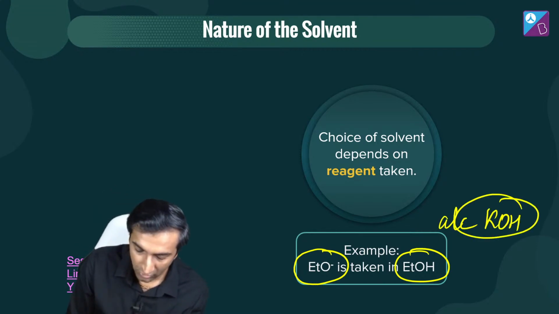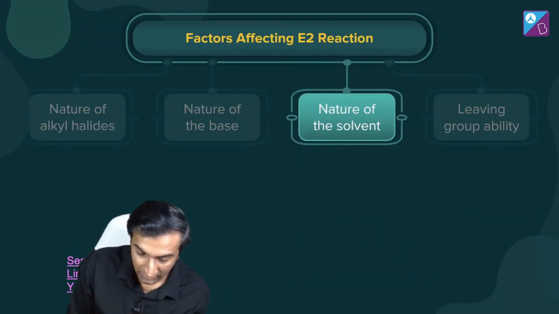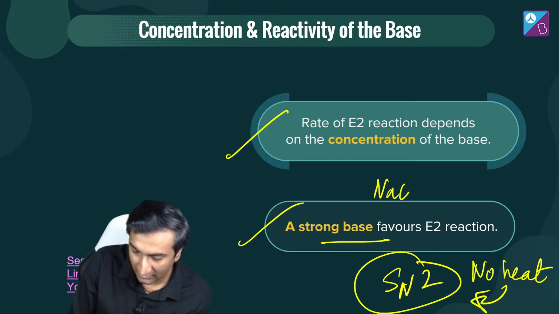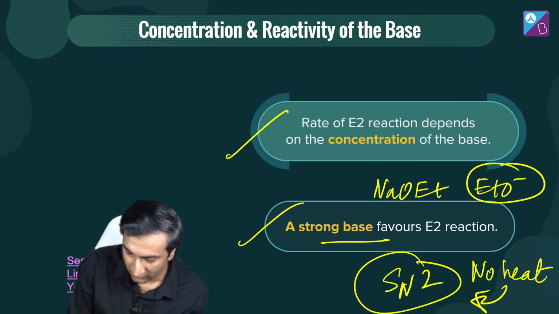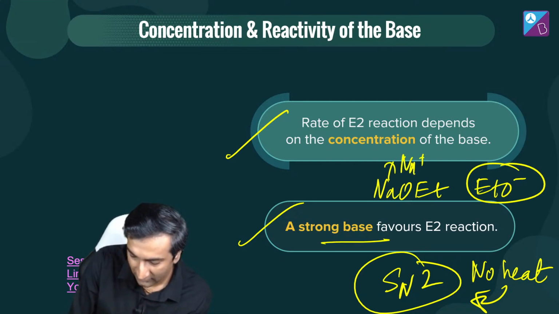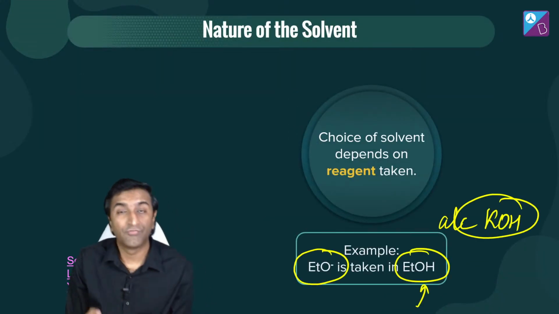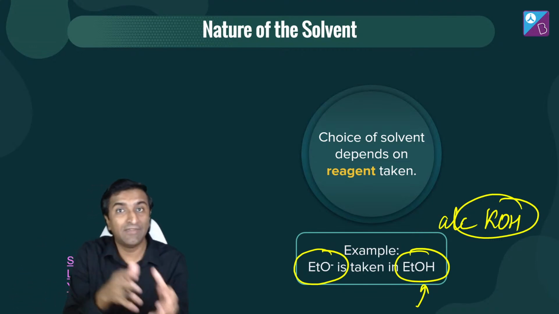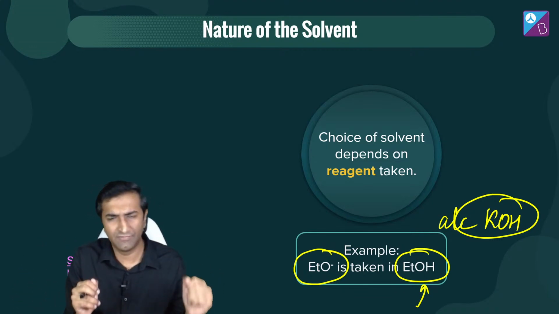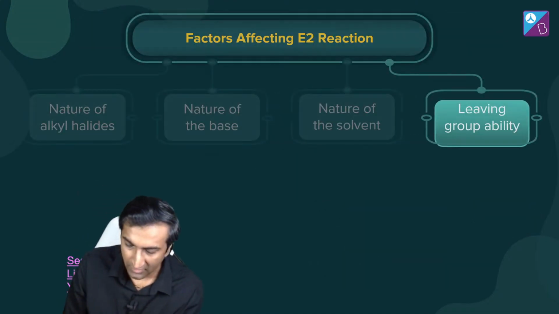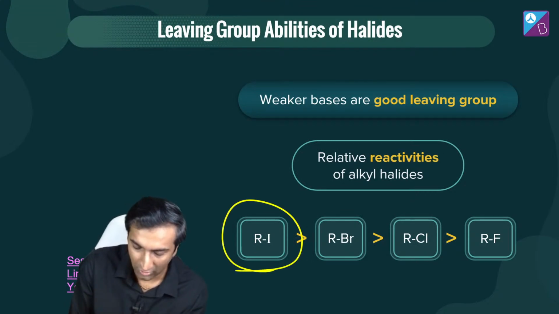Okay, so I took my reagent, going back here, saying strong base. What is a strong base? NaOEt, which is EtO minus basically. When this goes in solution, it forms Na plus and EtO minus. If I take this, then my solvent must be EtOH. So the solvent now depends on your reagent, which is very interesting. Sometimes you'll see ether and all of those other things as well. Cool. Leaving group ability, as always, is this guy.